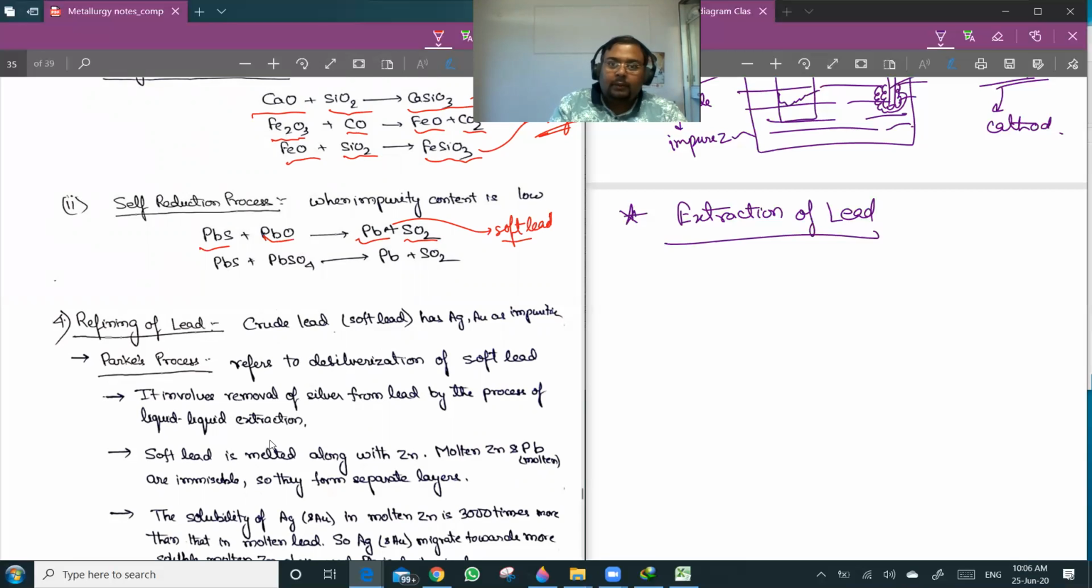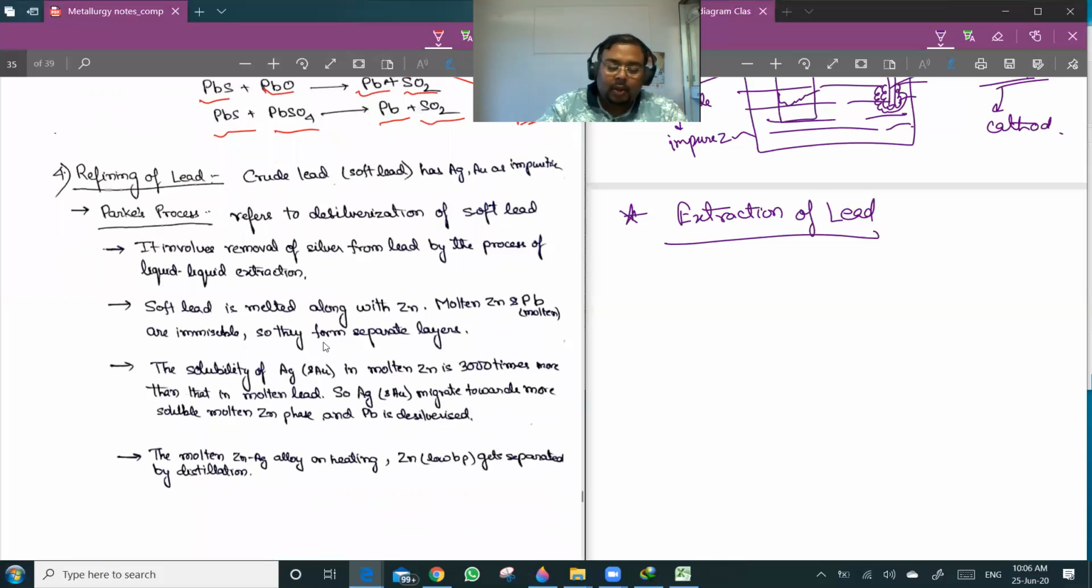Okay, it will be highly porous because of the escaping gases. Similarly, PbS plus PbSO4 will give Pb plus SO2. Now see, these are side reactions in case of carbon reduction, but these are the main reactions when we talk about the self-reduction process.